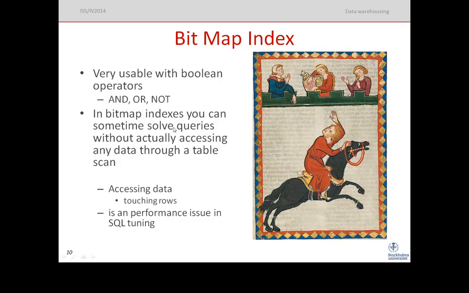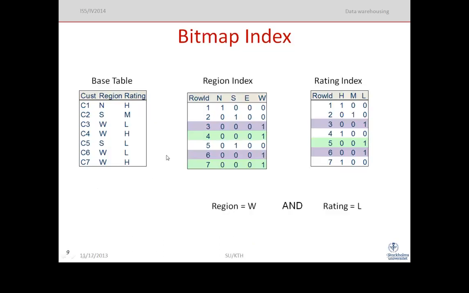In bitmap indexing, you can sometimes solve queries without actually accessing any data through a table scan. So for instance, if you want to count all rows that have region West and rating L, then you wouldn't even have to look in the table. You would just search through these compressed bitmap vectors. It would be so efficient.